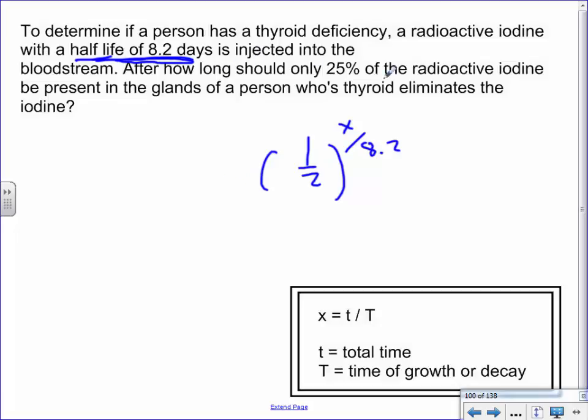Okay, then it says how long should only 25% of the iodine be present? It doesn't seem like that's a lot of information, but 25% actually is. 25% is 25 out of 100. That actually tells you two things. It means that you started at 100, and eventually you want to end at 25. See how that's really subtle? 25% actually tells you two numbers, 25 and 100. The 100 is what you would have started with, right? You started at a full 100% capacity, and eventually you're down to 25%.